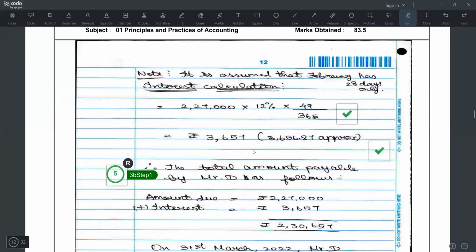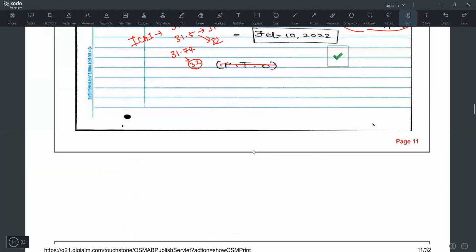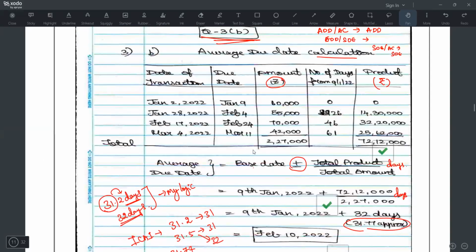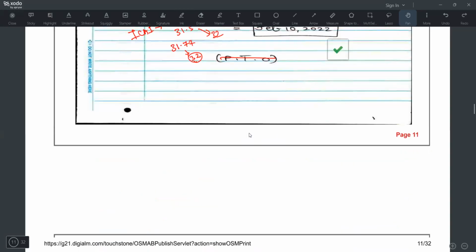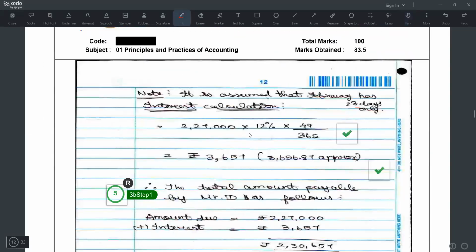Okay, and it is assumed that he has, because it is 2022 only, it is not required to be written down. It is only assumed that it is 28 days only, because it is a non-leap year. In a non-leap year, it is only going to be what? 28 days only. This note is not required. If you write it, that is also completely fine.